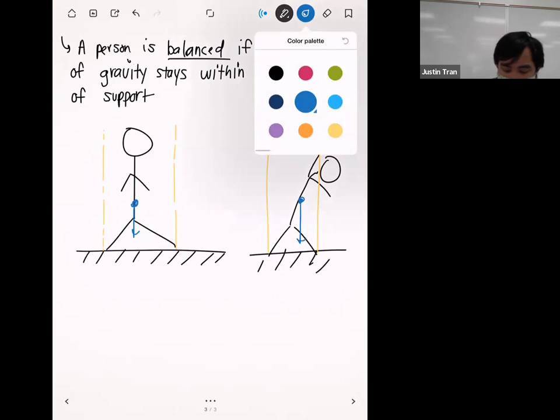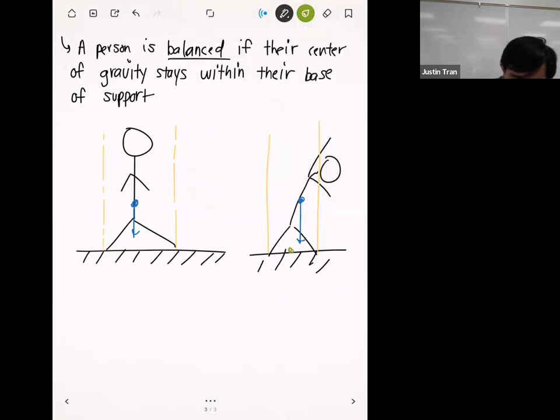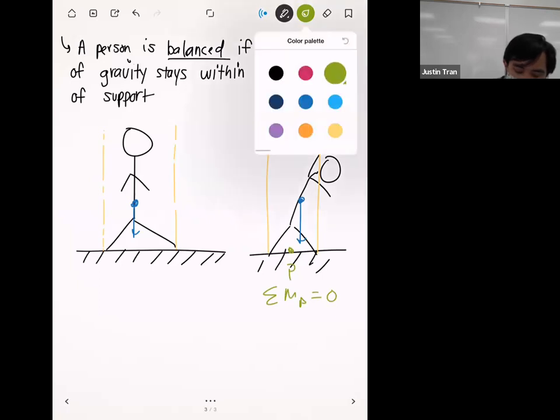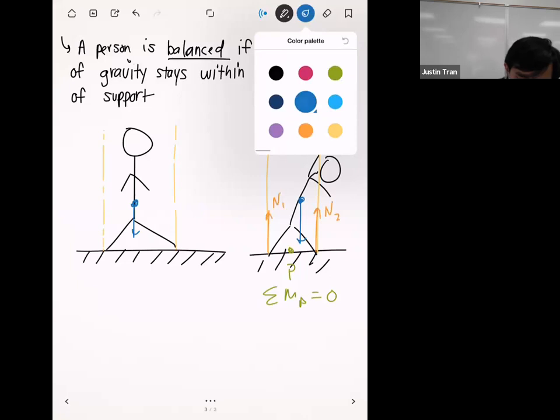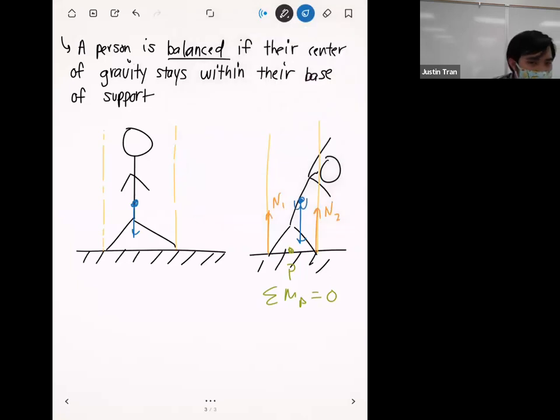Because if we do the same calculation here, let's say that we make a point P, and if we sum the moments around P, it's still going to be 0, because what you have here are the normal forces from the ground, so let's say you have N1 and N2, and let's say that we have W. So even though W here is no longer acting in towards the point, what your body can do, and what it does, is shift the magnitudes of N1 and N2 such that you have no net rotation.